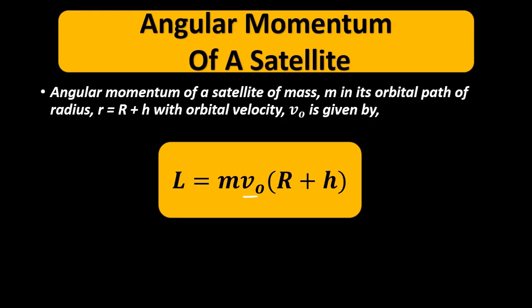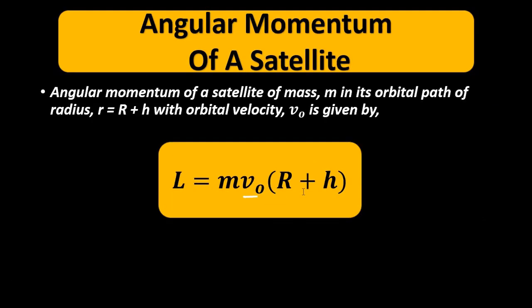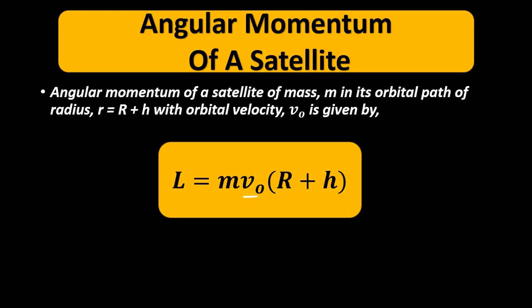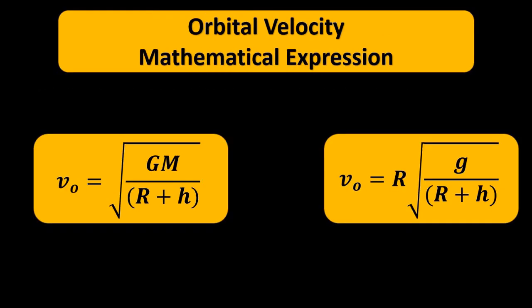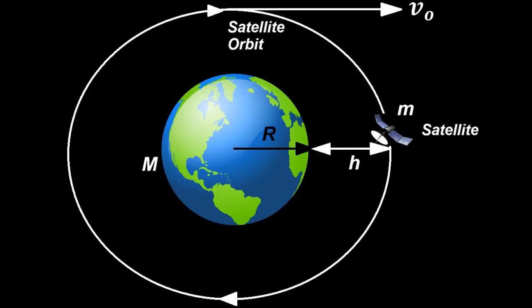So here we have discussed two important parameters, the height of a satellite and its angular momentum. We came across two mathematical expressions, two formulas for height of satellite. And the angular momentum can have two variations depending upon which formula you use for orbital velocity, either this one or this one. Okay, so this is the concept. Here we have discussed height of the satellite and angular momentum.